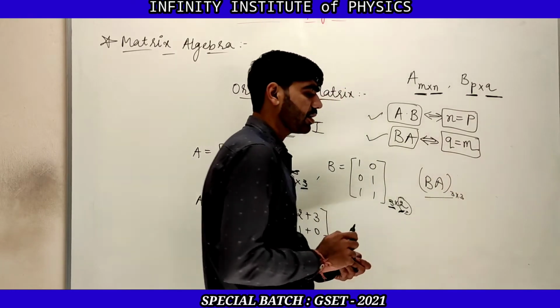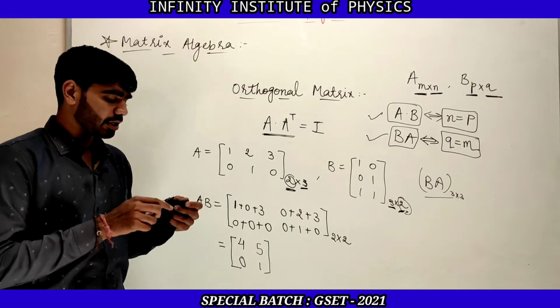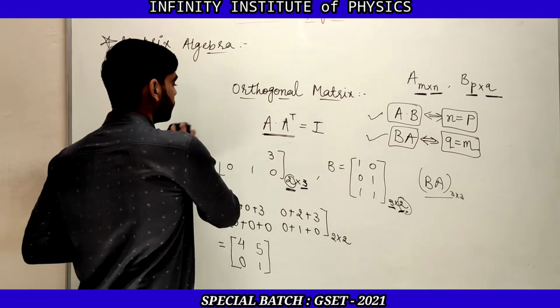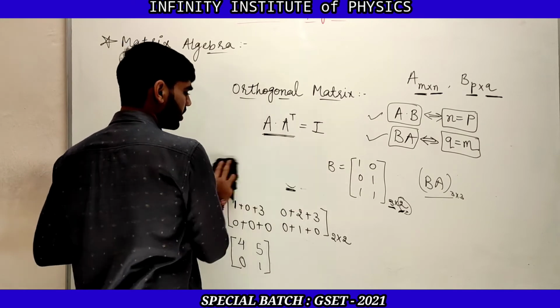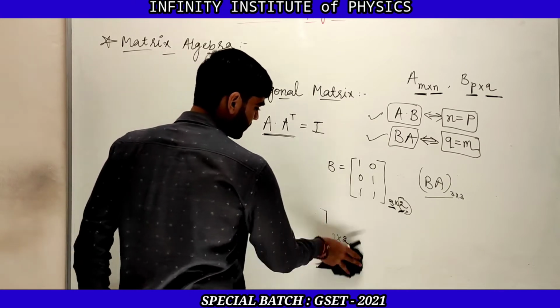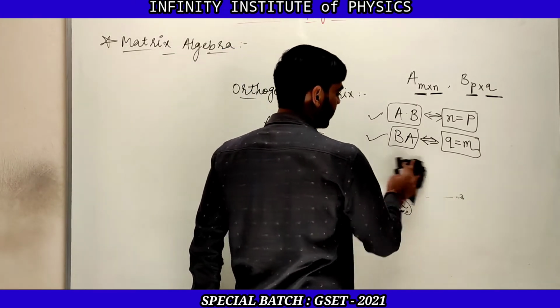So BA will be a 3 by 3 matrix. So you can also find out BA as well. Clear? So this is how we can find the product of matrices. Now again let us go through the definition that we are studying, that is orthogonal matrices. What do we mean by orthogonal matrices?